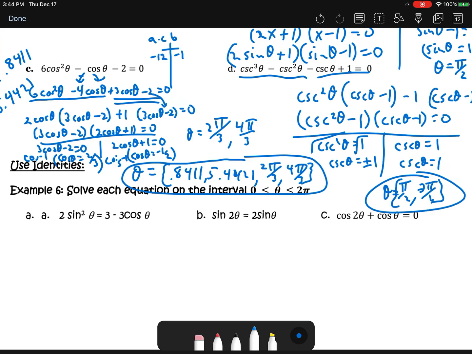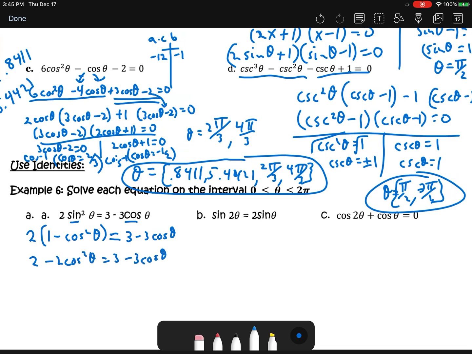We have 2 sine squared theta equals 3 minus 3 cosine theta. So it looks here, I have a sine squared and a cosine. Well, there's no way to convert cosine to sine. But there is a way to convert sine squared to cosine. Sine squared would be 1 minus cosine squared. So now we can get everything together. First, I need to distribute.